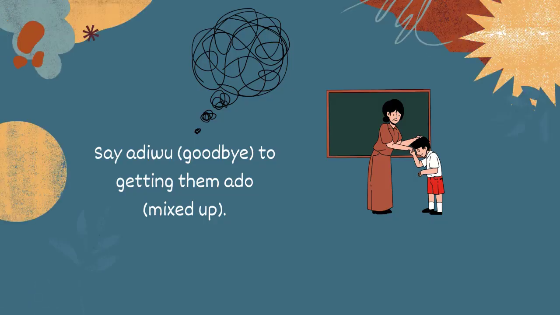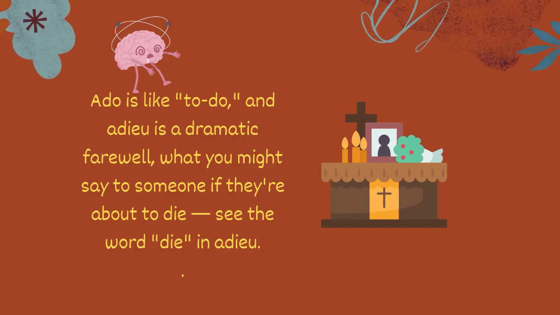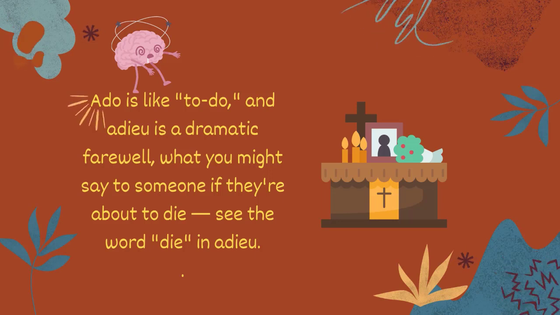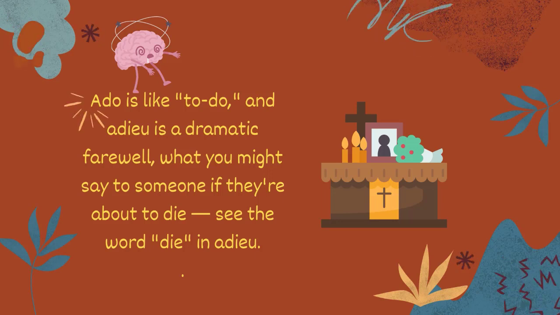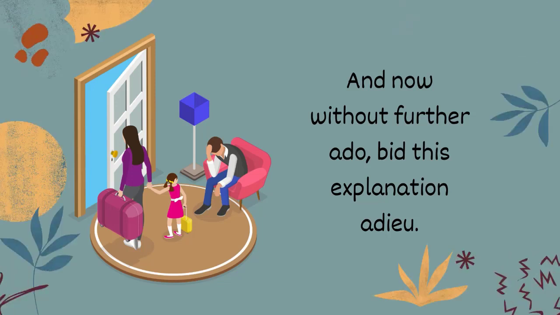Say adieu, goodbye, to getting them mixed up. Ado is like to do, and adieu is a dramatic farewell, what you might say to someone if they're about to die. See the word die in adieu. And now without further ado, bid this explanation adieu.